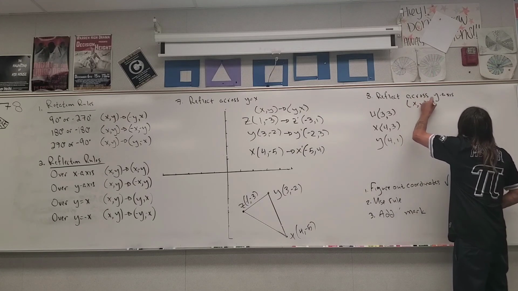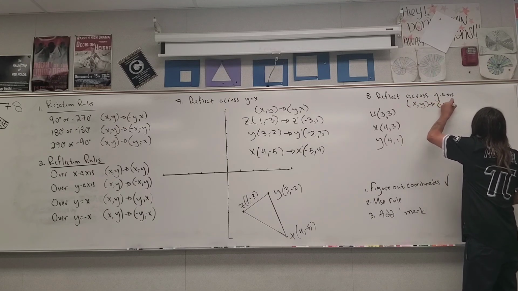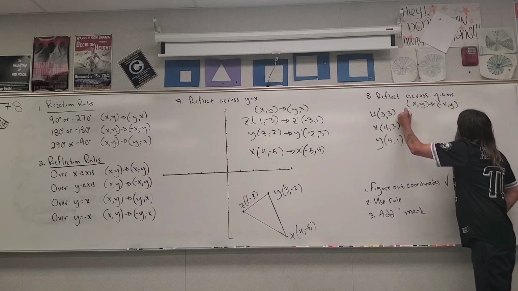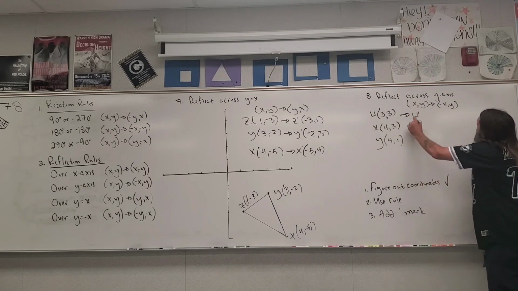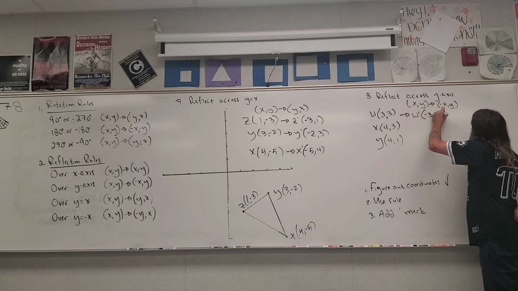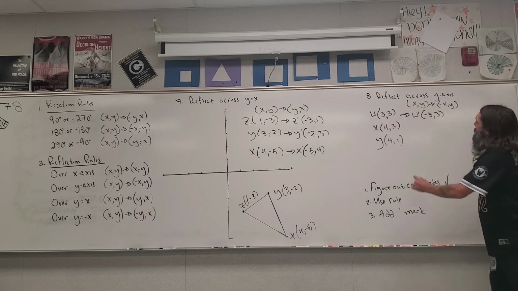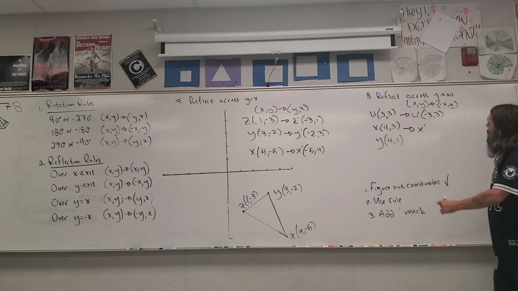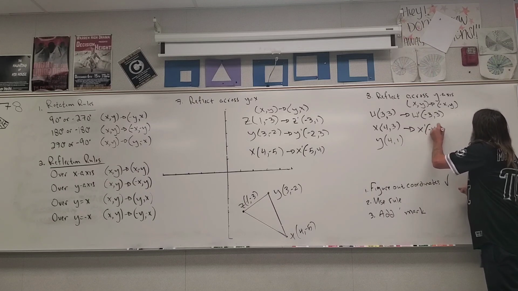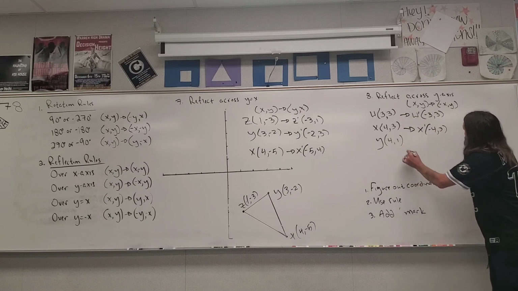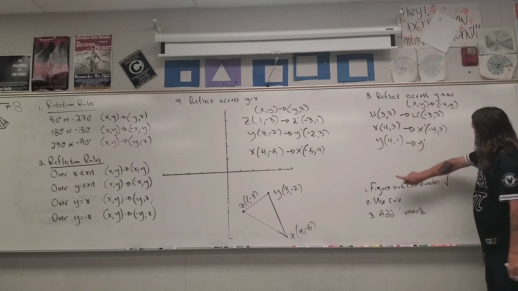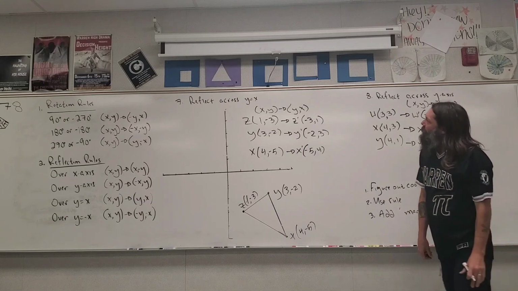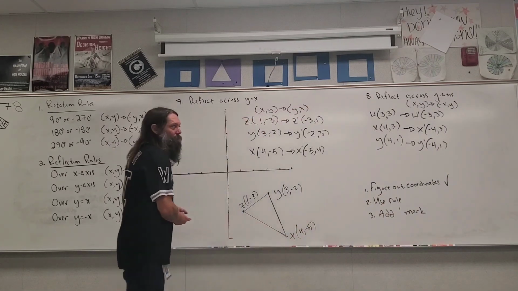xy goes to -xy. That's it. That's all. Right? So W goes to W prime, and that's -3, 3. Just change the sign of the first number. X goes to X prime, and that becomes -4, 3. Change the sign of the first number. And finally, Y goes to Y prime, and we change the sign of the first number. That's it. That's all. That is the transformation portion of the test.